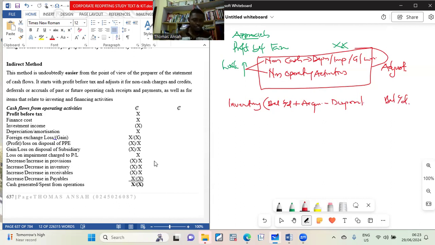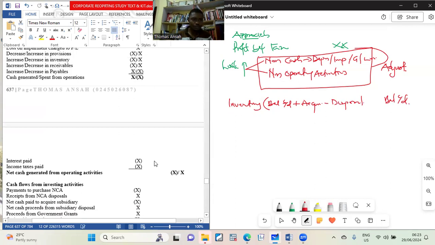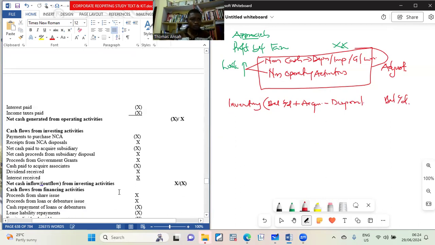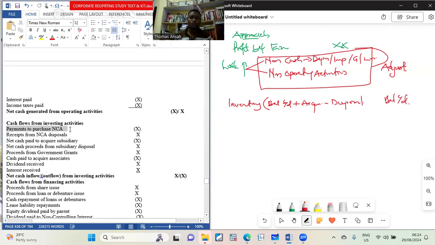So you go through all these things. Then you look at your investing activities also. Of course, we will do your normal workings for interest and tax. When you come to investing, you purchase non-current assets, and you receive money from disposal of non-current assets. The net cash paid to acquire a subsidiary is an outflow, so you deduct. What do we mean by that?